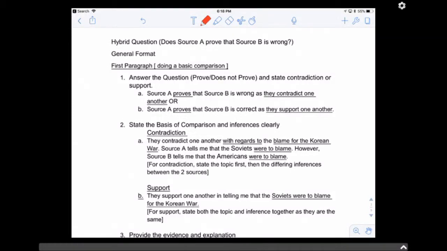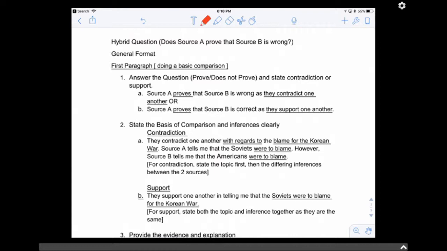Hello. Okay, next question, your hybrid question. Hybrid is actually comparison, right? First paragraph is just basic comparison. Second paragraph will be your checking on reliability through your cross-referencing to your contextual knowledge or to another source. Or you can also check the reliability by doing the motive, all right?